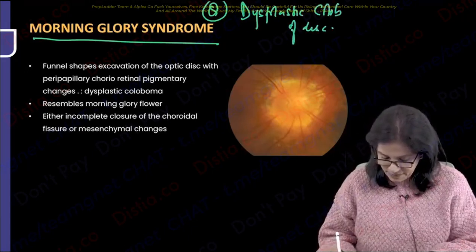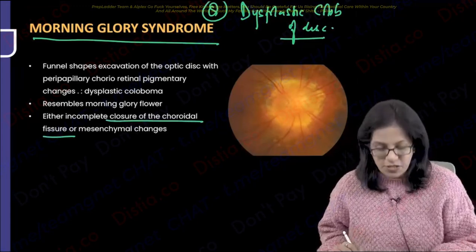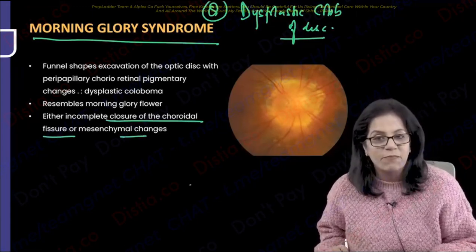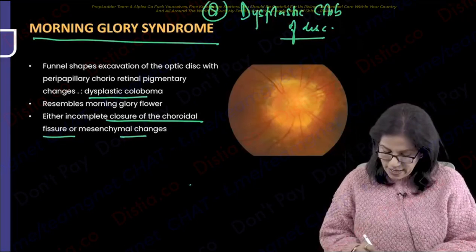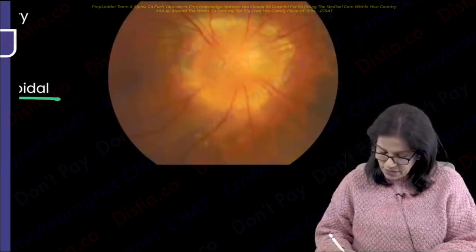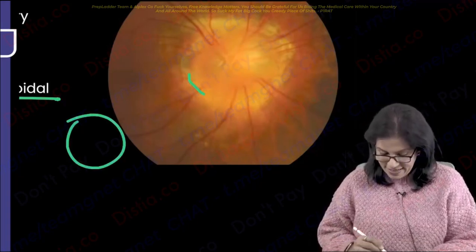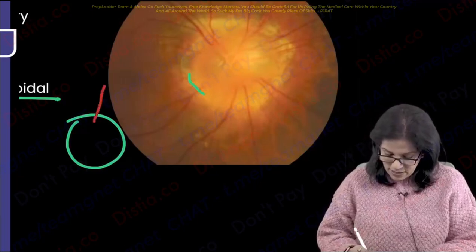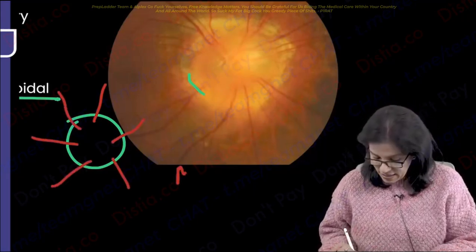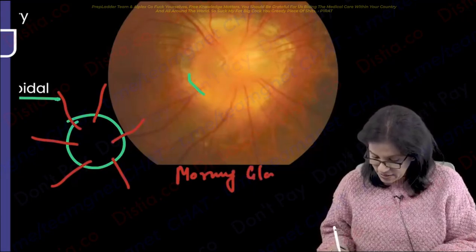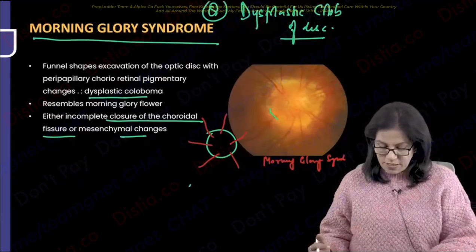What is happening here? It is happening due to either incomplete closure of the choroidal fissure, which generally we know, or some mesenchymal changes. So this dysplastic coloboma, how does the disc look? It is a funnel shaped excavation of the disc. And what is important is to look at the blood vessels, right? How do they look? Like the spokes of a wheel. And this resembles a flower which is called the morning glory flower. Therefore, we call this morning glory syndrome, or dysplastic coloboma.